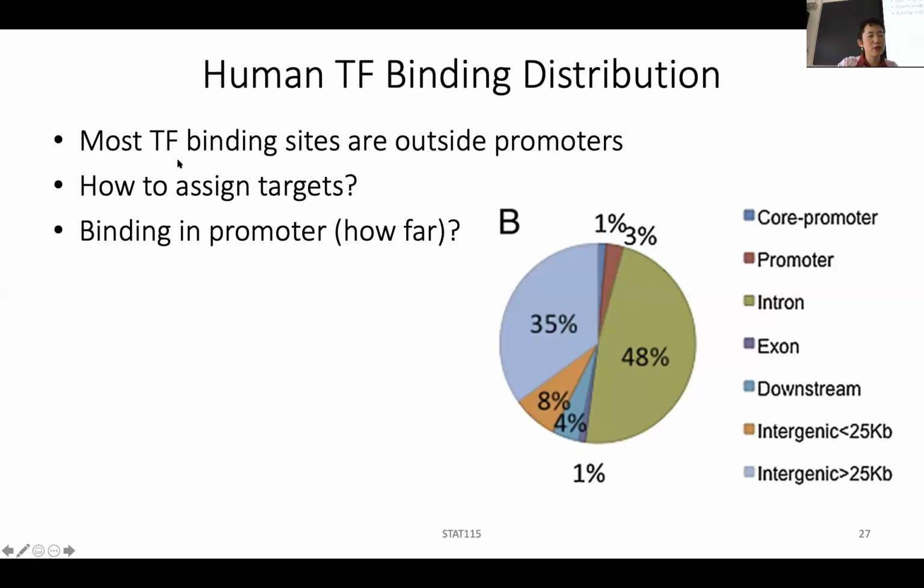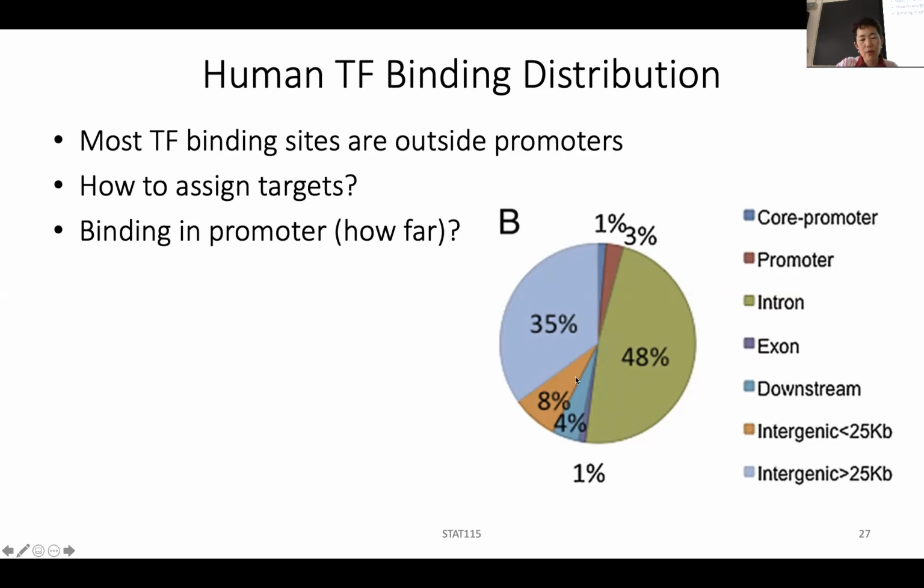But then once you look at the transcription factor binding in human or mouse, this is what you normally see. So a core promoter is only 1%. This is like 1 kb from the transcription start site. In yeast, we only look at 1 kb. In human, if you look at 1 kb, out of all those binding sites, that's only 1%. If you look at maybe 3 kb, you will probably get another 3% binding site. And there are some, so 48% is in introns in the gene.